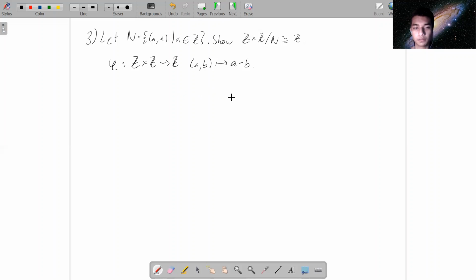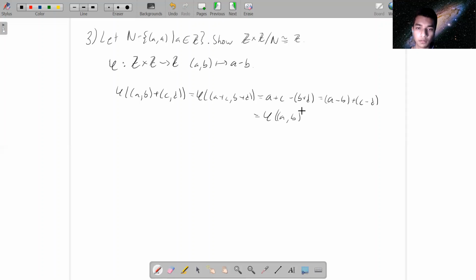Okay, so this is useful because, well, first of all, it's a homomorphism because phi of (a,b) plus (c,d) equals phi of (a plus c, b plus d) equals a plus c minus b plus d equals a minus b plus c minus d, which is just phi of (a,b) plus phi of (c,d). This is precisely the homomorphism property. It's always good to mention these are homomorphisms, since otherwise the first isomorphism theorem does not apply.